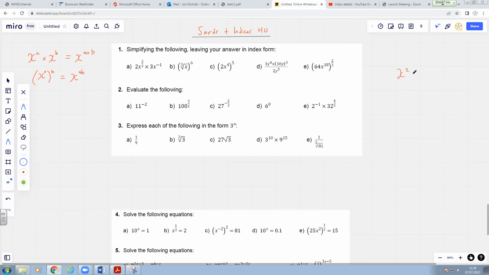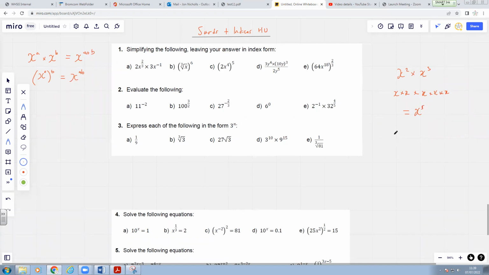If I've got x squared times x cubed, well, really, I've got x times x. This just counts how many x's are there, and then x times x times x. Well, that counts how many x's are there. And so clearly, I'm going to need to add these powers to realize that that is x to the power of 5. That's the reason why we add the powers.